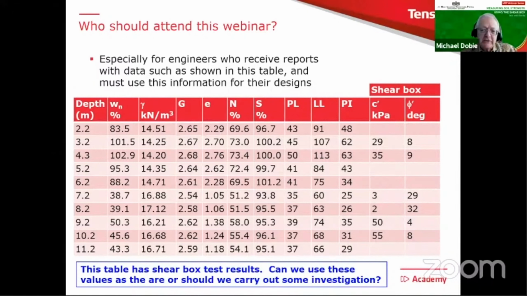Should you just take them out of the report and put them straight into your slope stability program or your finite element analysis software? Or should you maybe have a bit of a look first and make sure that these properties are suitable for the task that you're going to use them for? And I think you'll realize immediately that my answer to that question would be yes, of course you should.